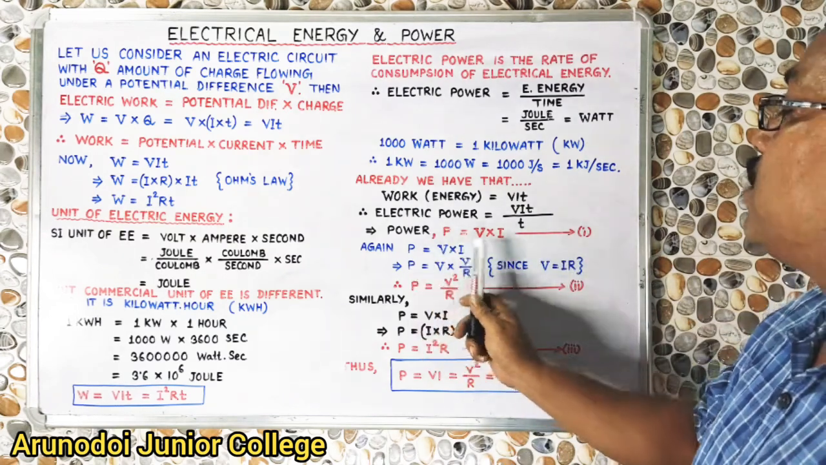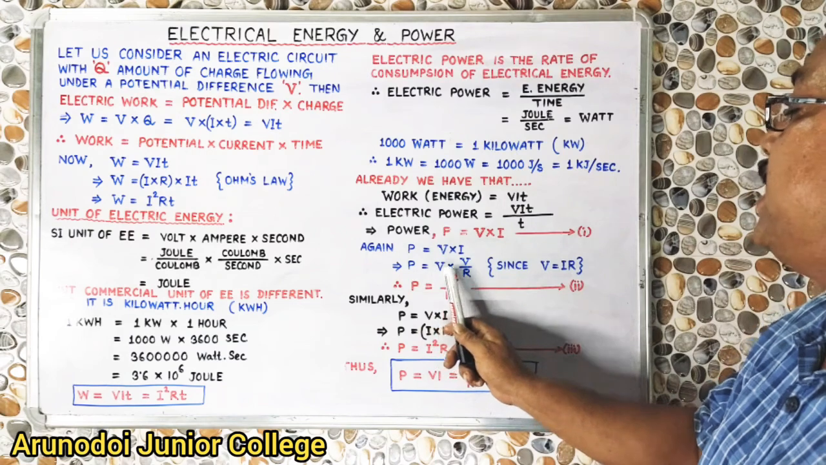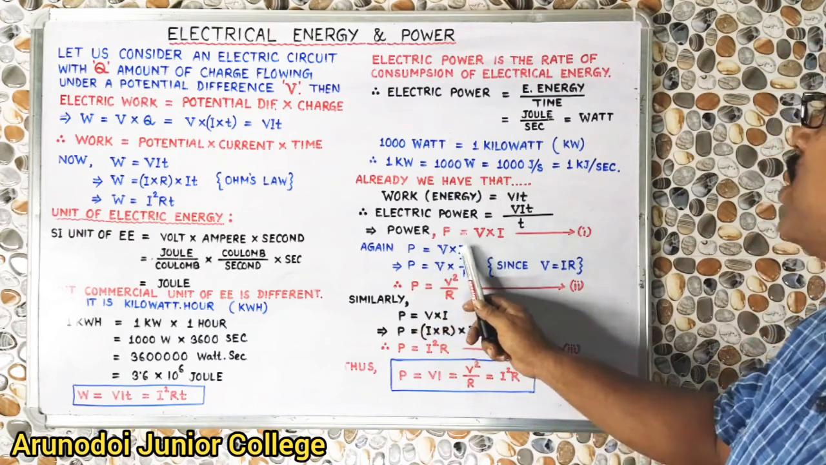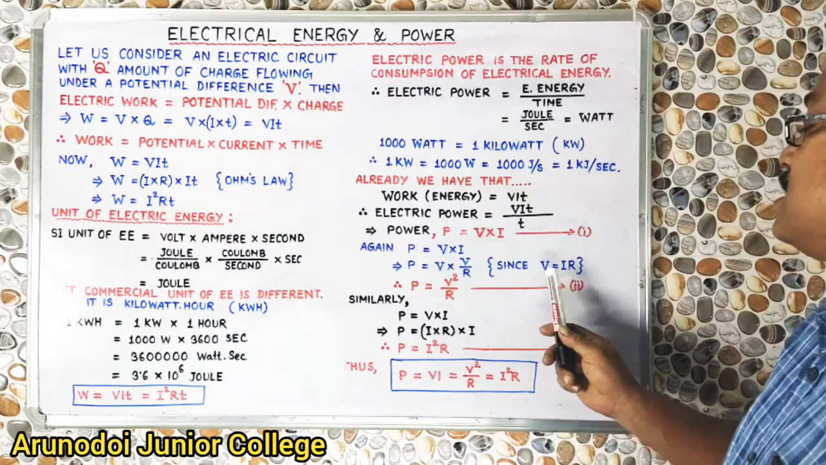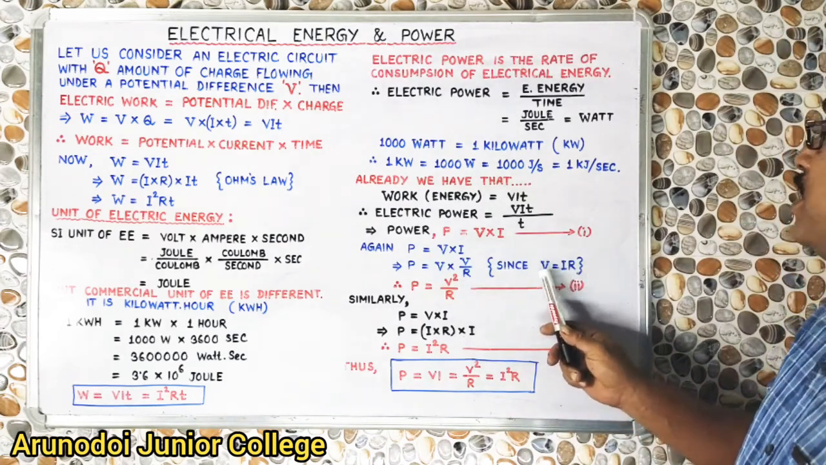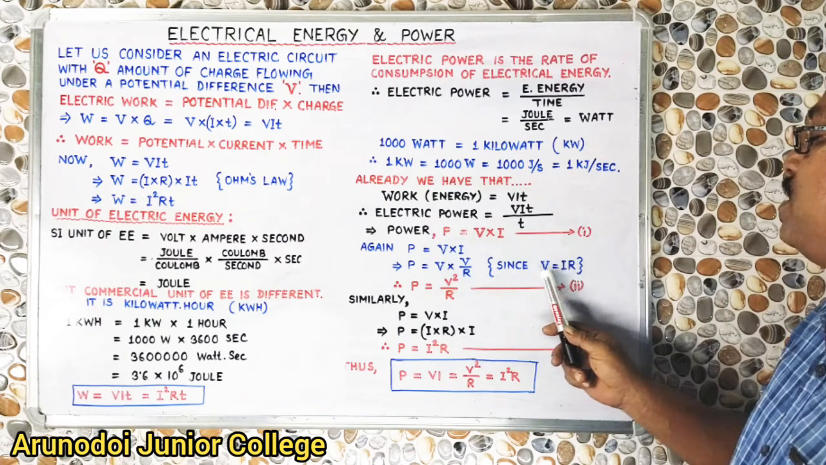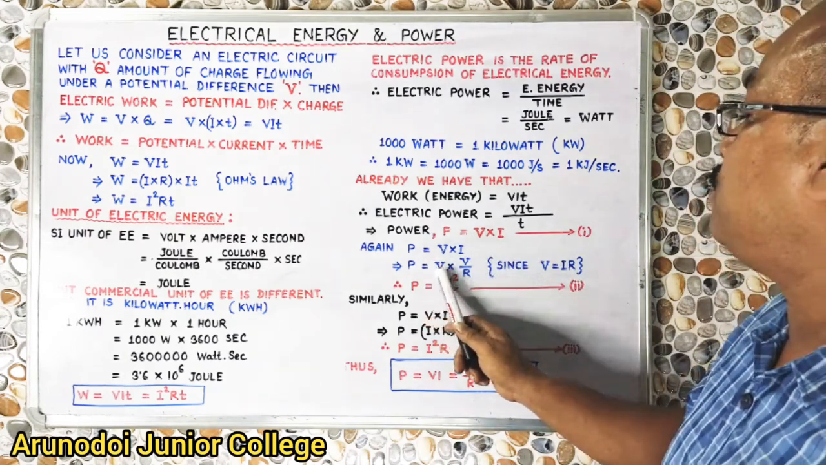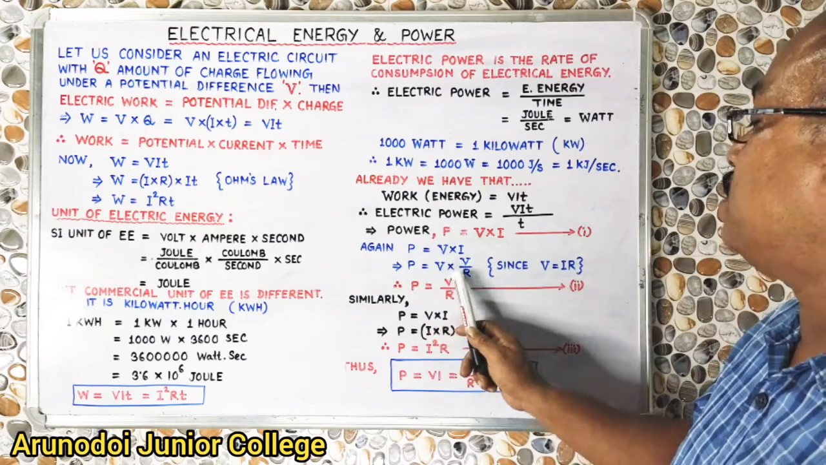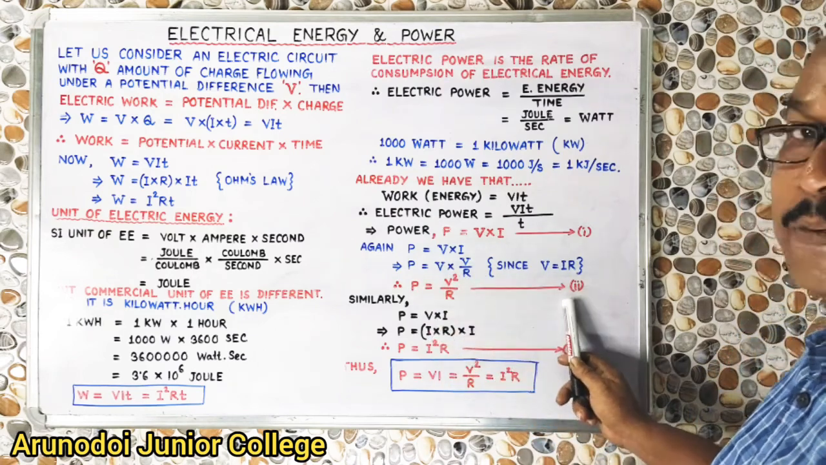Now, if P is equal to VI, we can write P is equal to V into V by R. Why? Because I is equal to V by R. How did we get it? We get it from Ohm's law. Since V is equal to IR, therefore I is equal to V by R. So in place of I, we write V by R. So P is equal to V into V by R, so P is equal to V square by R. This is the second representation.